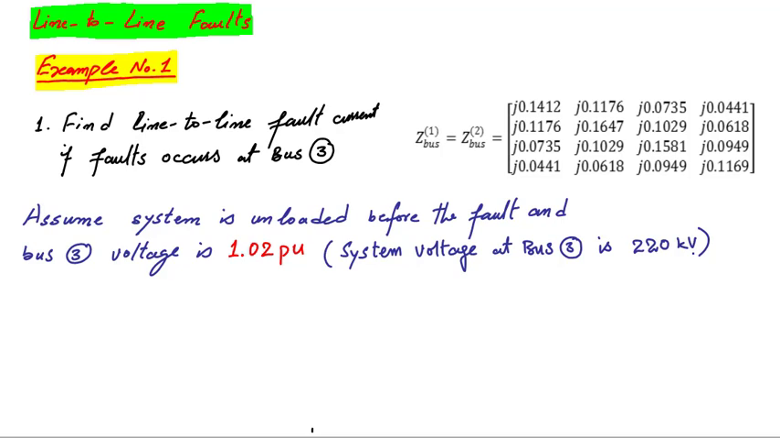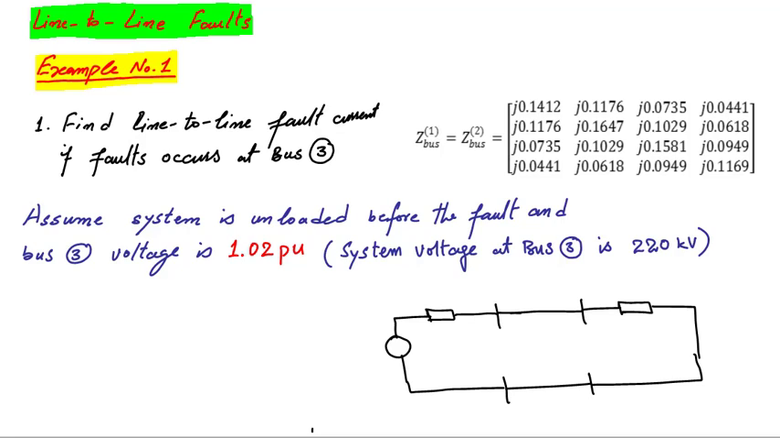Here we proceed by first developing the sequence equivalent circuit of a line-to-line fault at bus number 3. Here we have the Thevenin sequence equivalent circuit for this system. Vf, the pre-fault voltage, is given as 1.02 per unit. Since the fault has occurred at bus number 3, the Z Thevenin is Z33, j 0.1581, and similarly the negative sequence is equal to the positive sequence, that will also be j 0.1581.